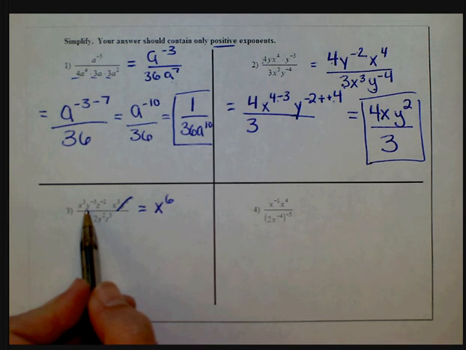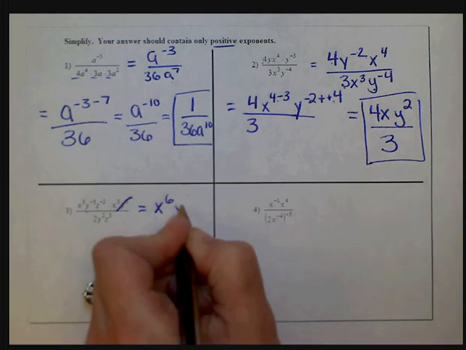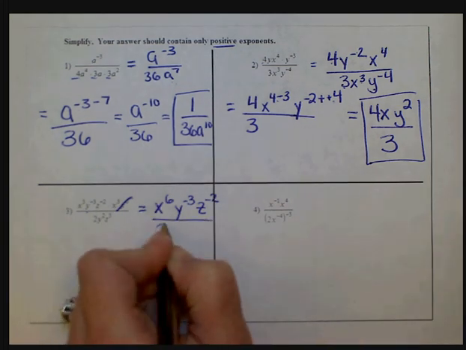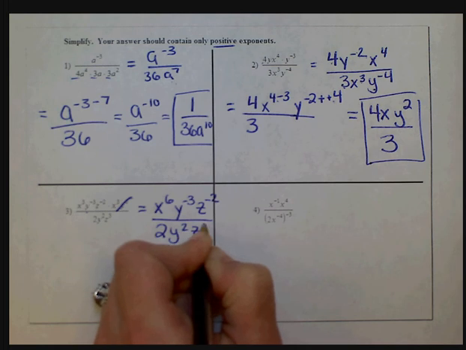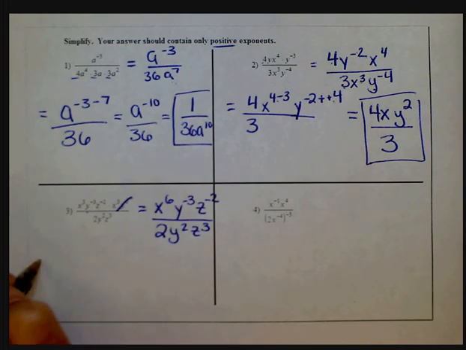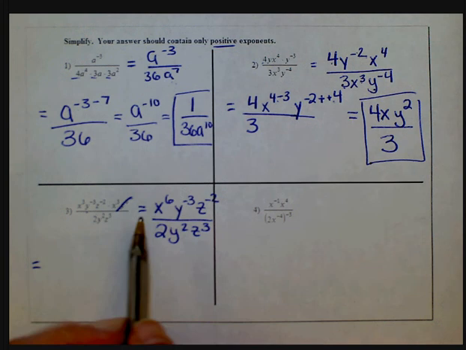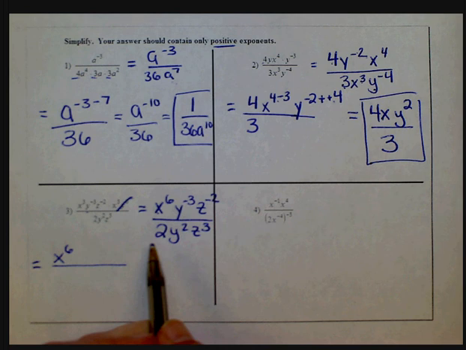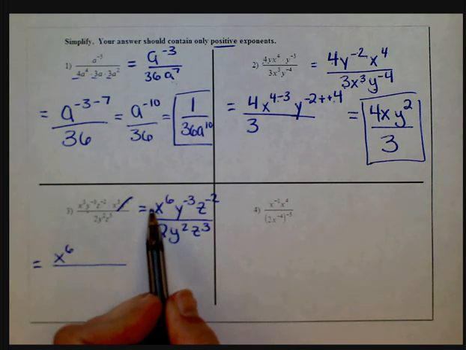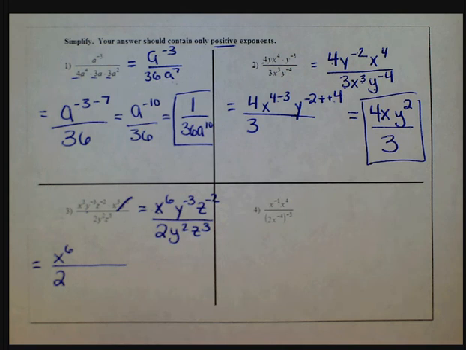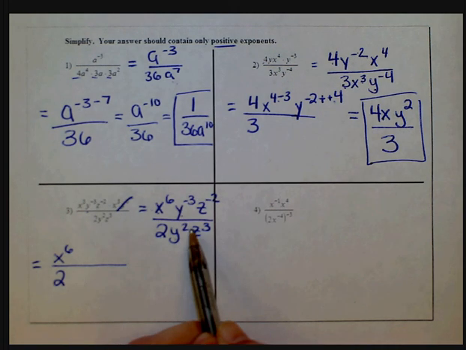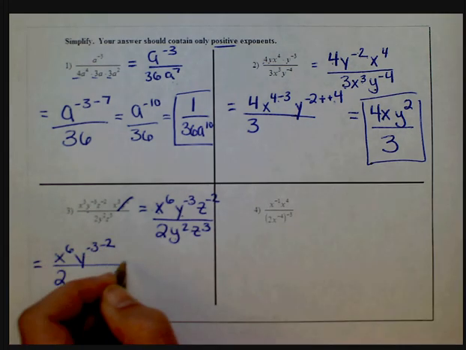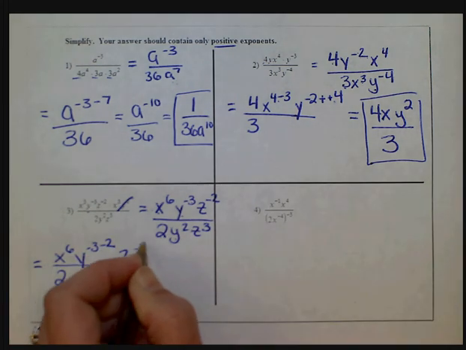And I don't have anything else with the y or the z on top, so I keep y to the negative 3, z to the negative 2. Divided by nothing to simplify on the bottom, 2y squared, z to the 3rd. Now I'm ready to use my division property of exponents. So the x, I don't have any x's on the bottom, so the x to the 6th is going to stay on top. My 2, I don't have any coefficients on the top other than 1, so I'm going to keep my 2 on the bottom. Now I do have a y to the negative 3 and a y squared on the bottom, so that's going to be y to the negative 3 minus 2. And same with the z's, it's going to be z to the negative 2 minus 3.